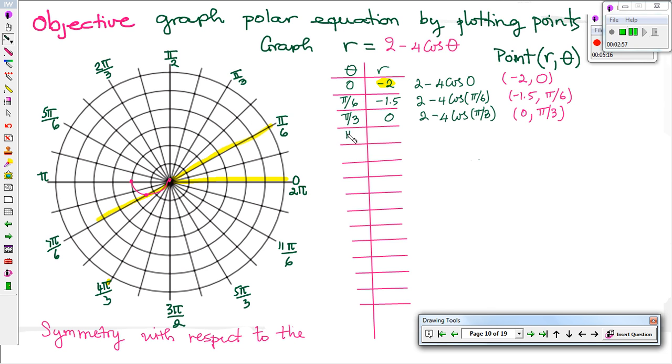Now we substitute theta with pi over 2, so we have 2 minus 4 times cosine of pi over 2. So that will give us 2. So we will plot the point 2, pi over 2. We go to pi over 2 where the terminal side is. I'm looking from the pole, count 1, 2. So that will be our point number 4.